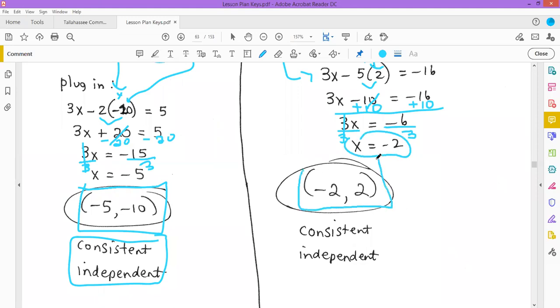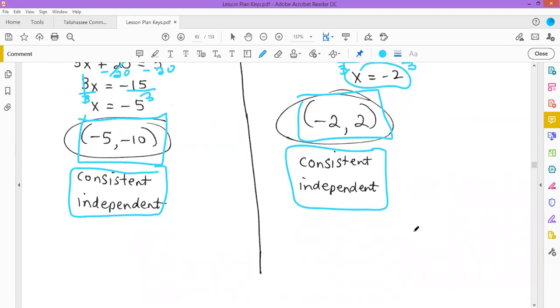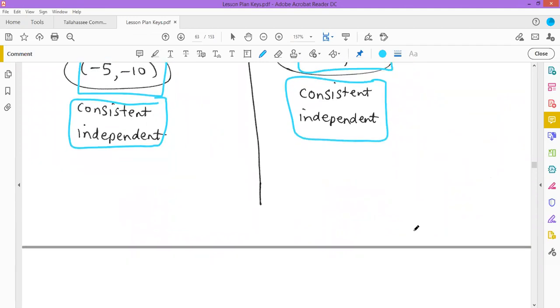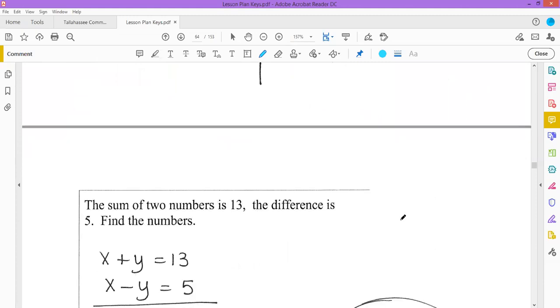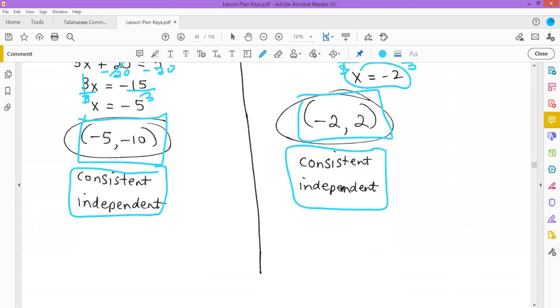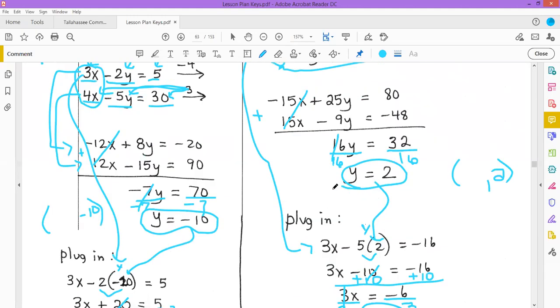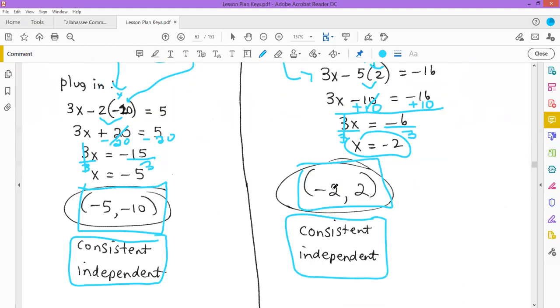So here's our solution. Our one solution is negative 2, comma 2. And remember, we described those one solutions as being consistent and independent. All right, so that's the last example that we're going to work on dealing with the decimals and the fractions.